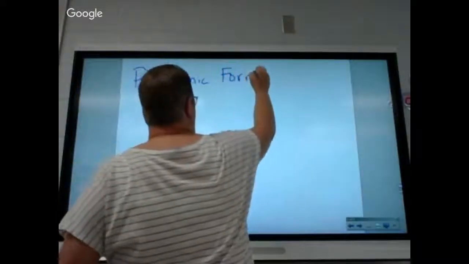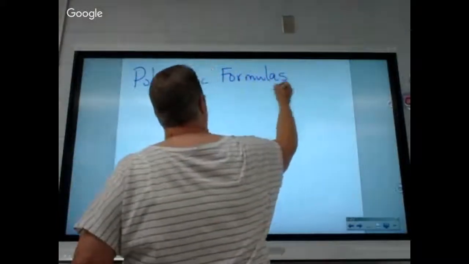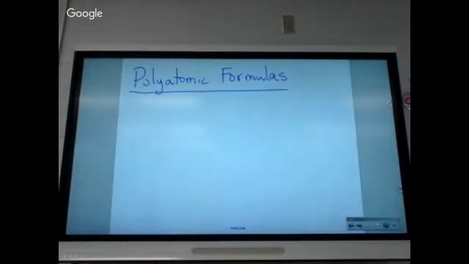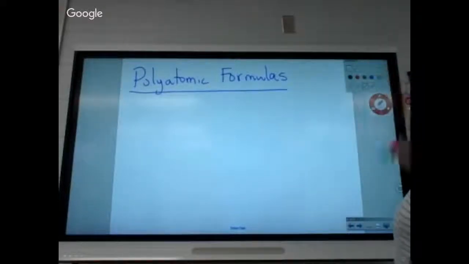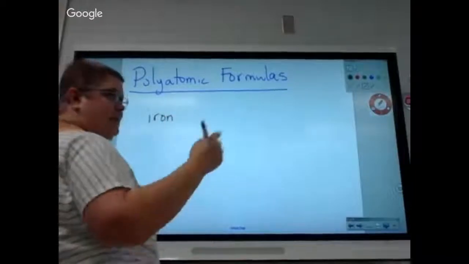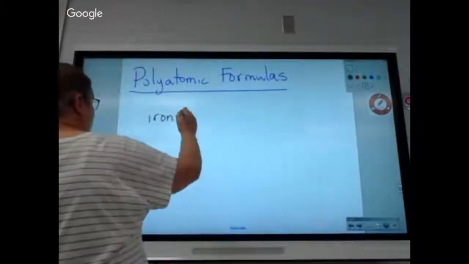All right, we're going to do one more thing, because y'all are super smart. We're going to write formulas with polyatomic ions. And then you're going to practice writing the names and these formulas for homework. Formulas are super, super easy for polyatomic ions, because you've already got the steps.